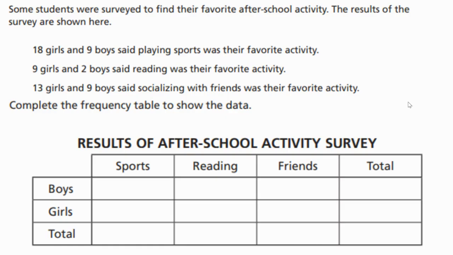So here's our problem. Some students were surveyed to find their favorite after-school activity, and the results of the survey are shown here. 18 girls and 9 boys said playing sports is their favorite activity. 9 girls and 2 boys said reading was their favorite activity. And 13 girls and 9 boys said socializing with friends was their favorite activity. So complete the frequency table to show the data.